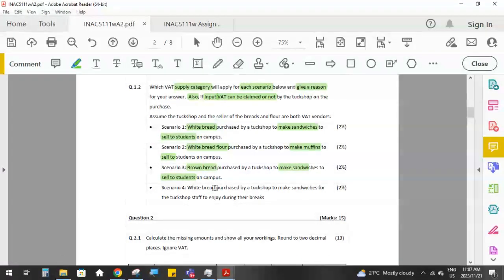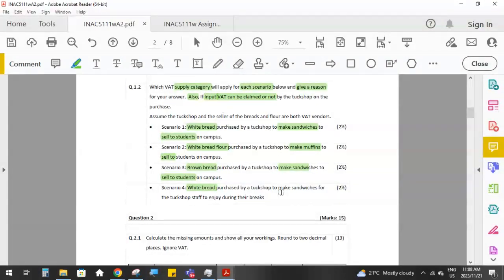Then scenario 4, white bread. So again, we go back to scenario 1 where we purchased white bread. So remember, we know automatically white bread, there's always VAT charged on white bread when we purchase it because white bread is a standard rated item. It's a processed food. Shops have to add VAT to the purchase price of white bread. But can we claim that back or not?